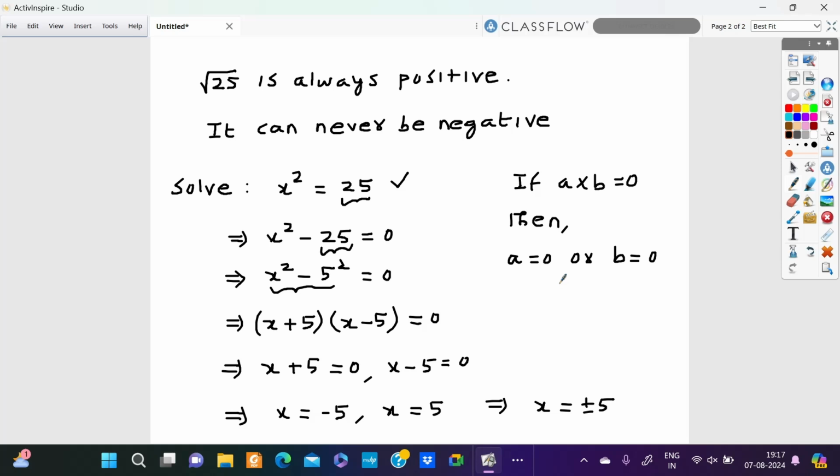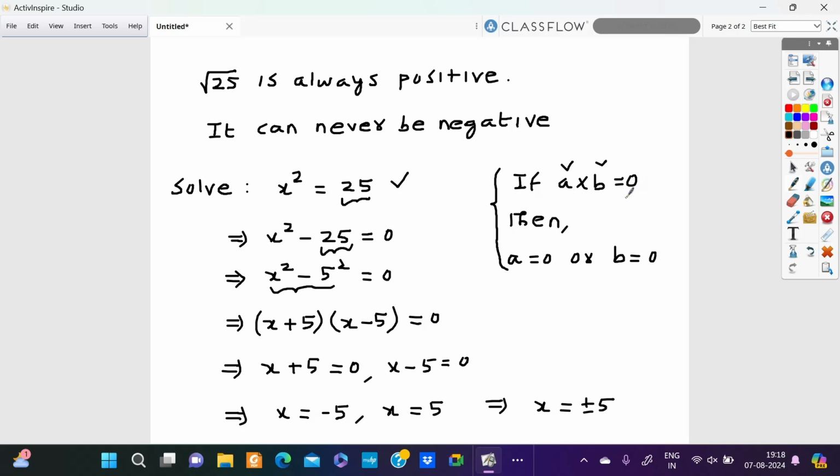I just split the left hand side to be x plus 5 times x minus 5. Once again, I'm not expanding. I'm splitting the left hand side, which is x plus 5 times x minus 5, which is equal to 0. From a product, let's say if a times b is equal to 0, a is an unknown and b is also an unknown. So we don't know the numbers. So we just say a times b is equal to 0.